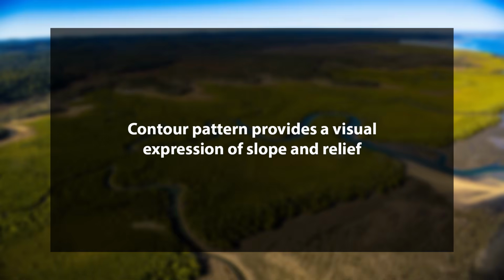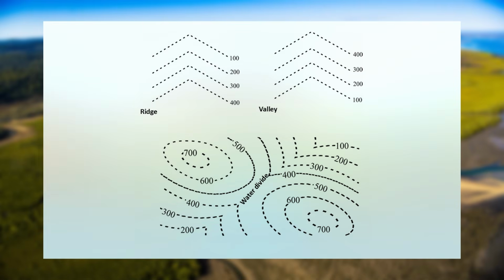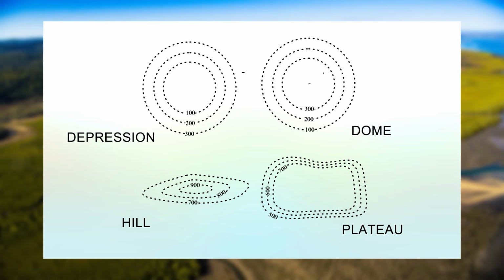For example, if the contour lines are closely spaced, the slope of the landscape is steep, and if wide apart, then the slope is gentle or flat. If the contour lines are V-shaped towards uphill, it means a valley or stream channel, and if the V-shaped contours point downhill, it indicates a ridge or spur. Where contours are circular, they indicate a hill, depression, a dome or a plateau.